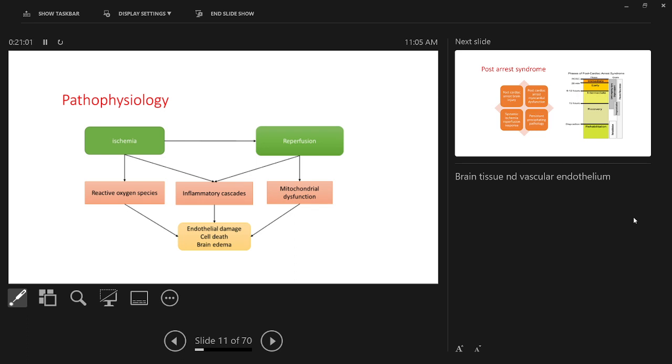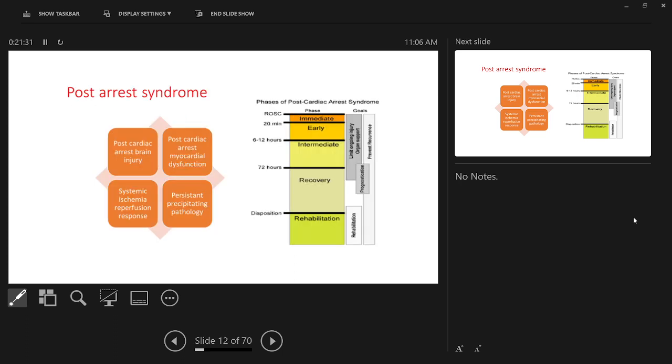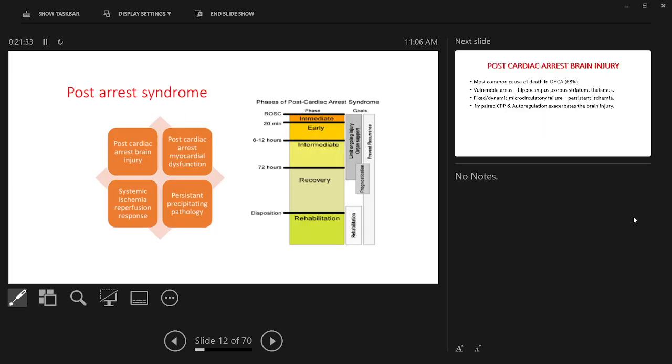During this ischemia-reperfusion syndrome, the cells most vulnerable in our body are the brain cells and the vascular endothelium. Due to increased cellular apoptosis and cellular death, there will be more endothelial damage and more injury to the brain cells, with cerebral edema, in the pathology of post-cardiac arrest syndrome. And due to the inflammatory process and increased cytokine storm, there will be a sepsis-like syndrome, which is very difficult to manage.